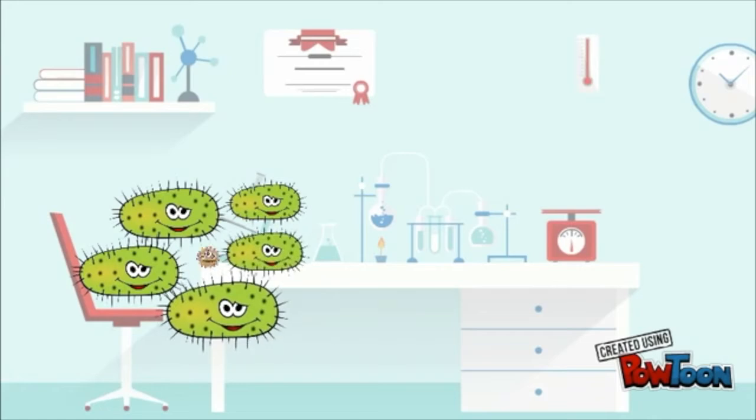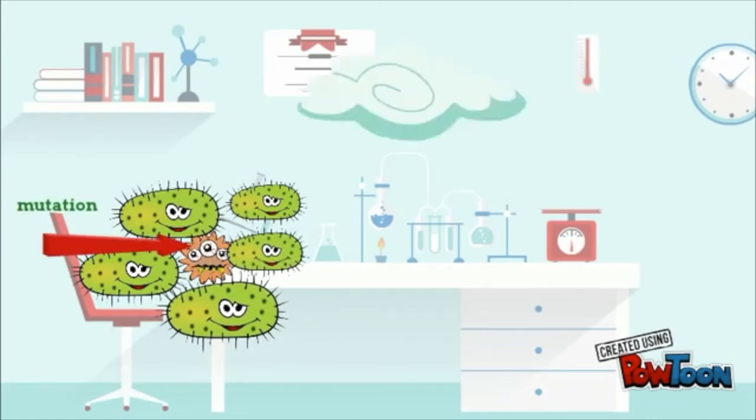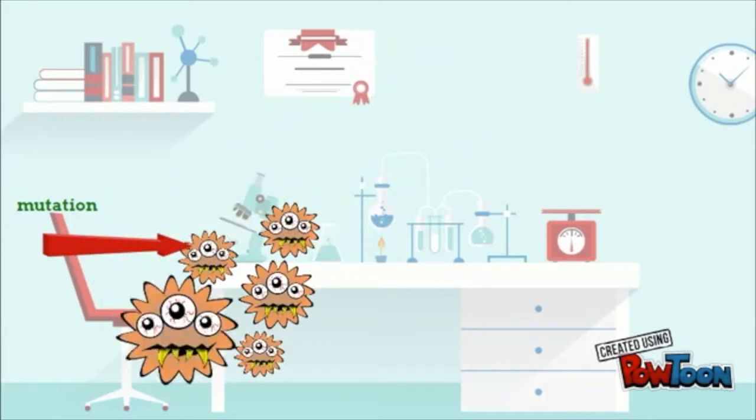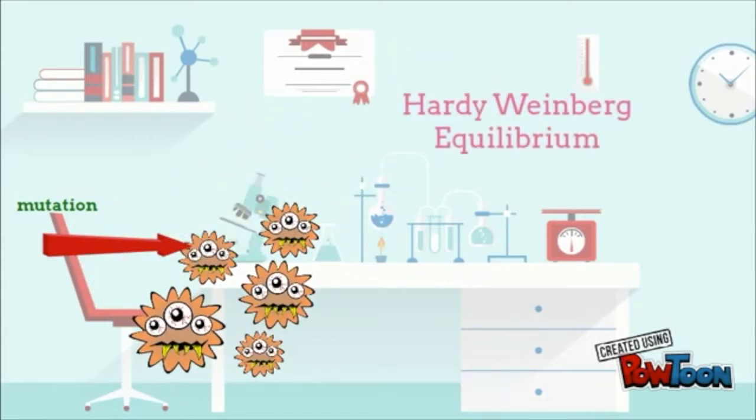Here is a population of bacteria. It divides and one of the bacterium has a mutation to resist antibiotics. An antibiotic is added and the mutated bacterium is the one to survive and reproduce. This population evolved and can't be at Hardy-Weinberg equilibrium.